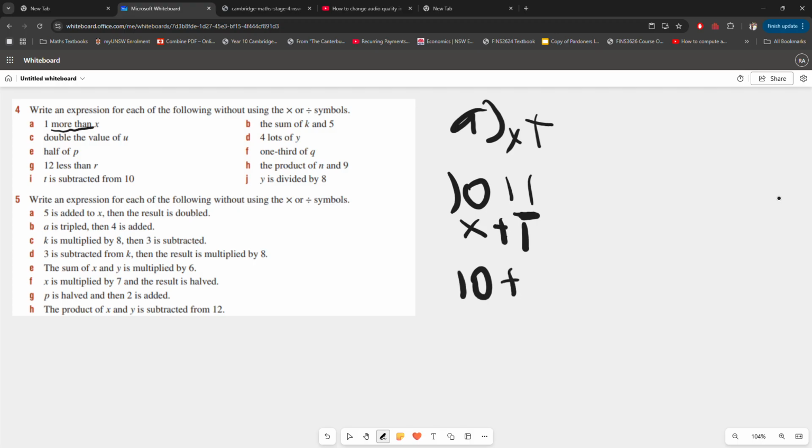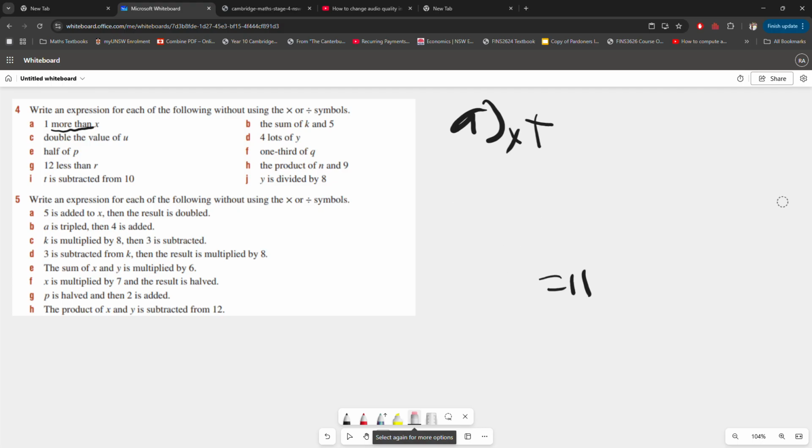In the same way, 10 plus 1 is 11. X plus 1 would also be 11 in this case because we've assumed x to be 10. So "more than" basically means plus 1. Okay, so x plus 1. And similarly, if it says less than, it's going to be x minus 1.